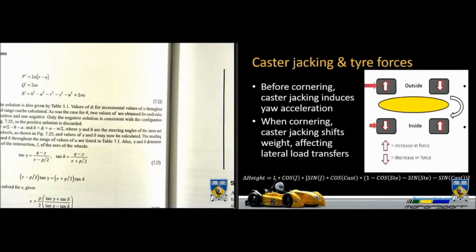Before cornering actually occurs, caster jacking induces a yaw acceleration on the car due to imbalances in forces, and obviously it controls your jacking weight, so it affects your lateral load transfer. Again, we'll go into that next lecture.